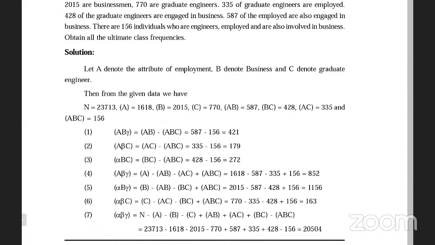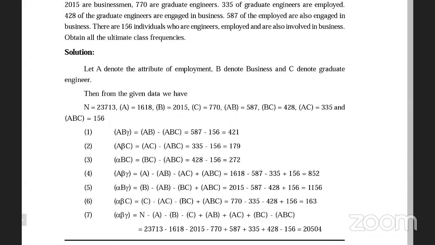Frequencies alpha, beta, gamma, we can use any corners, so that it depends on whether two frequencies or one frequency are involved. Both follow the formula, so we can substitute and get the answers. Alpha beta gamma equal to AB minus ABC, so 587 minus 156 is 421.